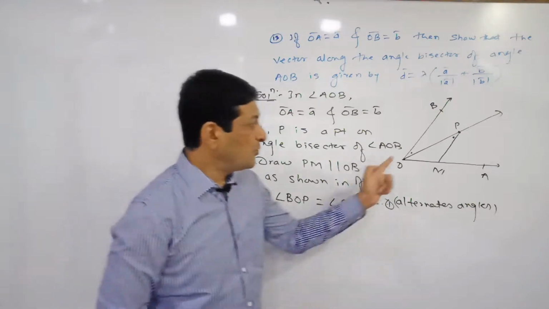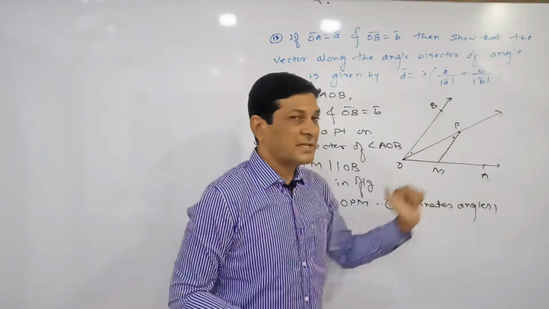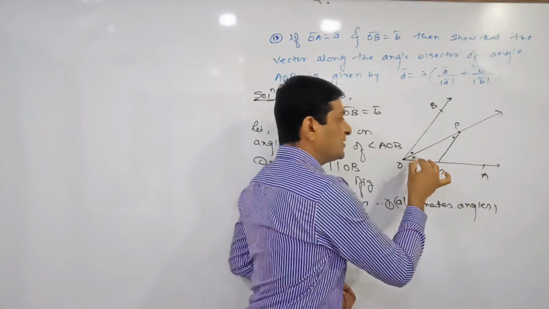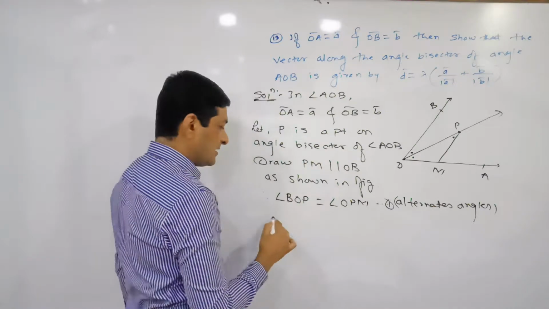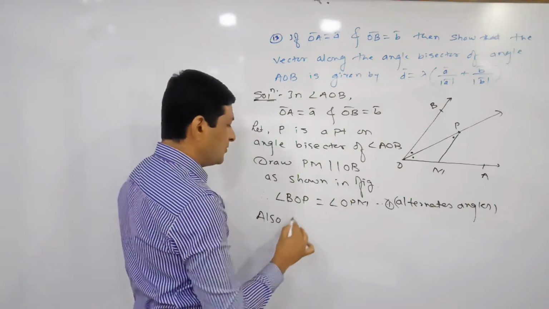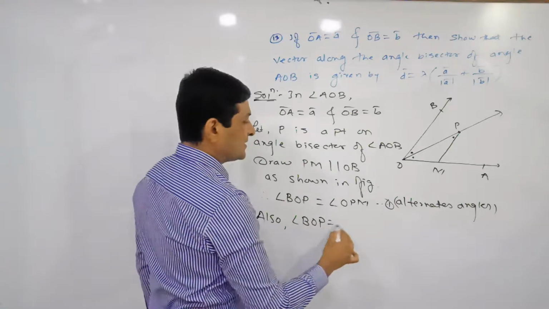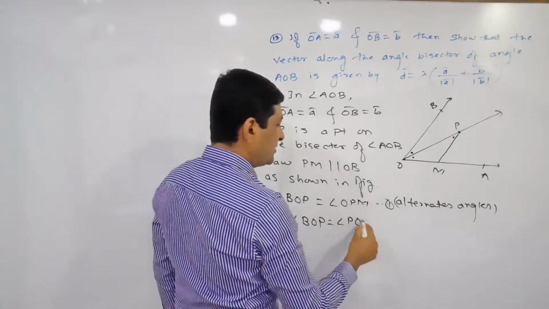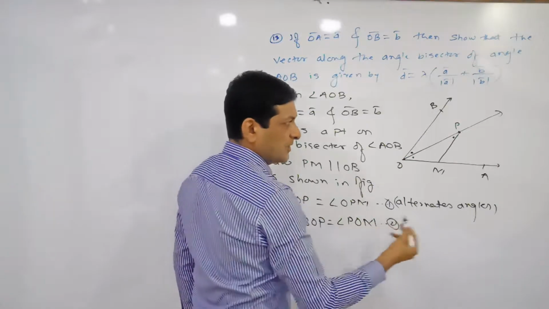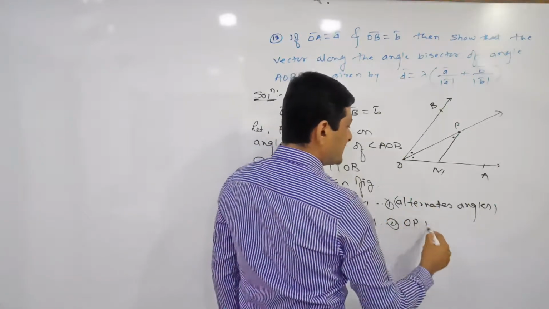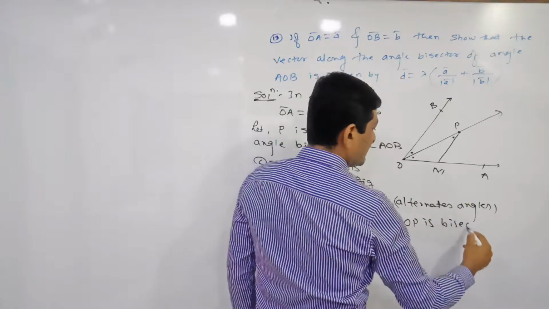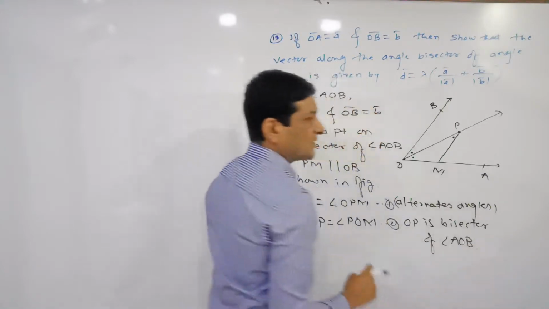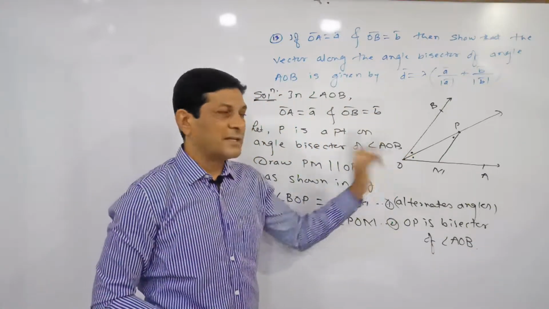Now even here OP is nothing but the bisector of this angle. Since OP is the bisector, it divides this angle AOB into equal parts. It means these two angles are also equal. So here also we can say that angle BOP is equal to angle POM. Let us denote this result by equation number 2. And what is the reason? OP is the bisector of angle AOB. Since OP is the bisector of this angle, we can say that these two angles are equal.